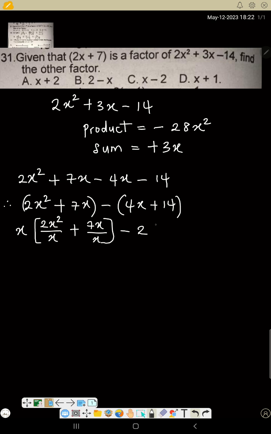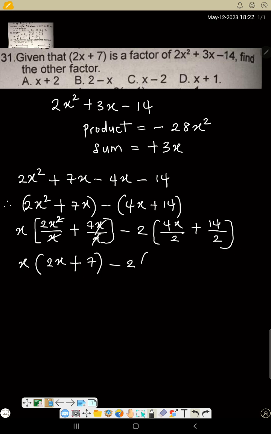So minus 2 is common here. That will be 4x over 2 plus 14 over 2. So x will cancel out x. So we have 2x left. x cancel x plus 7 minus 2 again. 2 cancel. That is 2x plus 7. So now this bracket and this bracket are the same. Take 1. That is 2x plus 7.